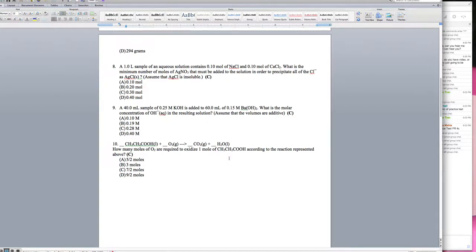Number 9 says a 40 milliliter sample of 0.25 molar KOH is added to 60 milliliters of 0.15 molar barium hydroxide. What is the molar concentration of OH minus in the resulting solution? Assume that the volumes are additive. So this is going to be important because we're going to add that 40 milliliters and that 60 milliliters. So we need to figure out the number of moles of each.